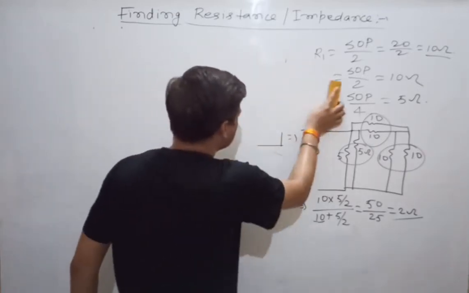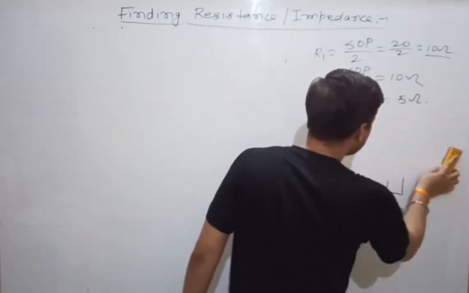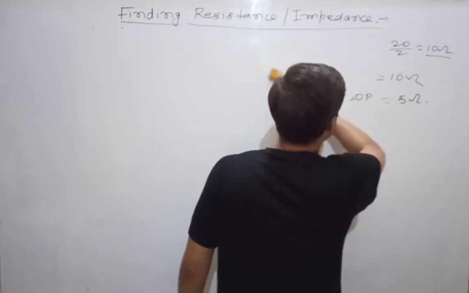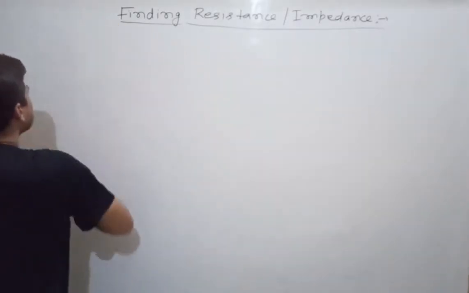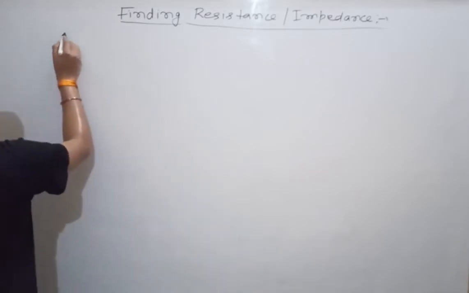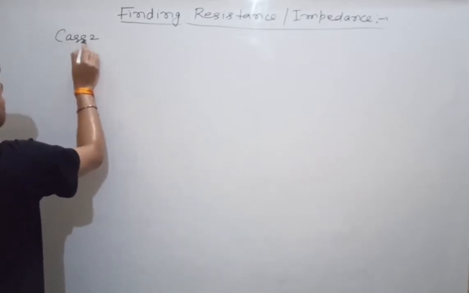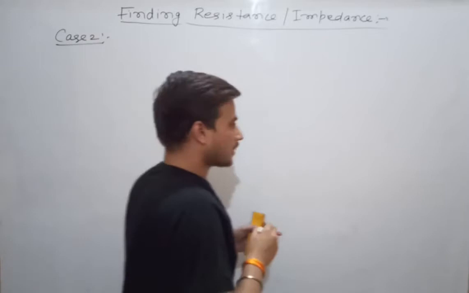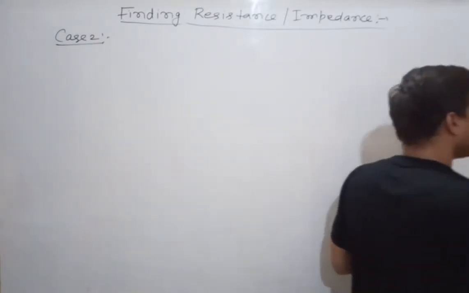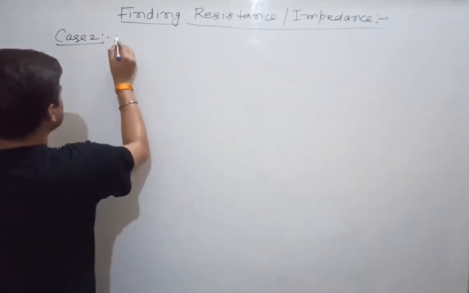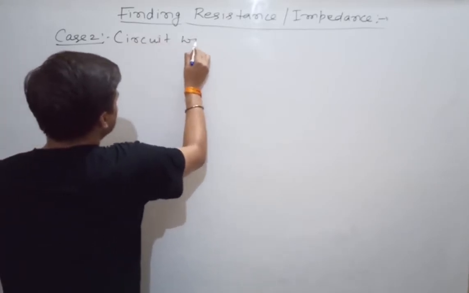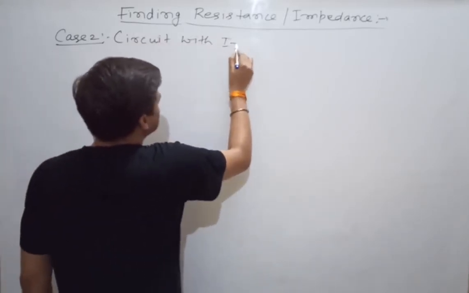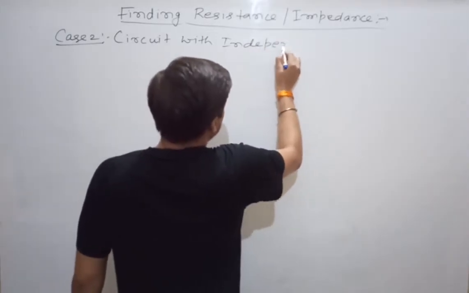That means now in the circuit there will be an independent source. There will be one or more than one independent source present in the circuit. Case 2: the circuit having independent sources.